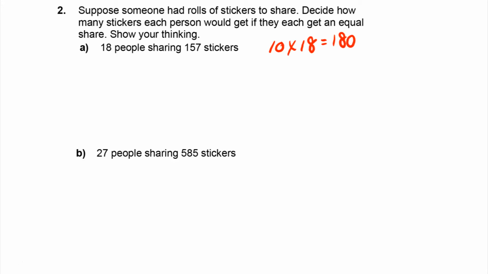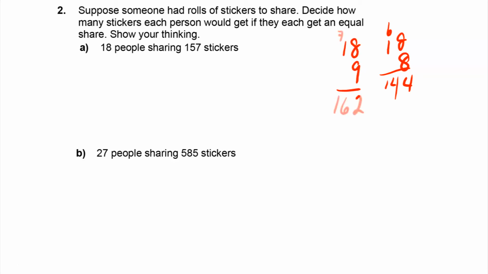But that's too many. I've only got 157. So what about 8 times 18? 8 eights are 64, 6 to carry, that's 144. Now I'm a little too small. How about 9? 9 times 18 is 162. So that's too much. So I can give each of those 18 people 8 stickers, which will use up 144 of the 157 that I started with. That means I'll have 157 minus 144 left over.